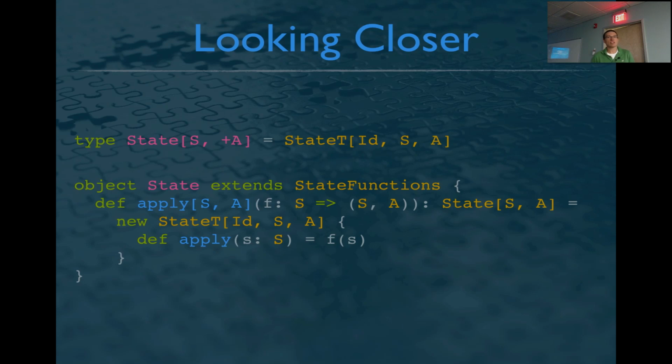One other topic is that there happens to be a state transformer for state as well. It turns out that Scalaz doesn't actually have a state data type. Scalaz only defines StateT, and then it has a type alias that says a State[S, A] is really a StateT whose monad that it wraps is the identity monad. And the identity monad is a monad that does nothing.